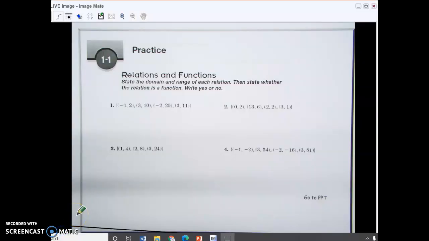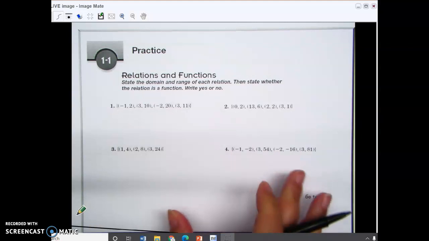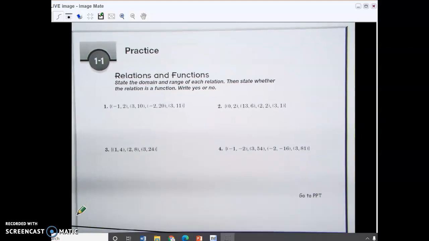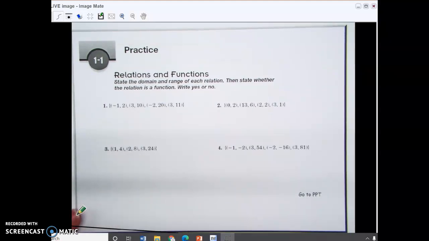All right, so if we take a look, it's giving us a set of ordered pairs. Each one of these is an x comma y, and it's asking us to state the domain, to state the range, and then afterwards we want to determine, do we have a function, writing yes or no. So taking a look at question number 1. Again, you could pause the video and copy down the question, but I'm going to work this one out together with you.